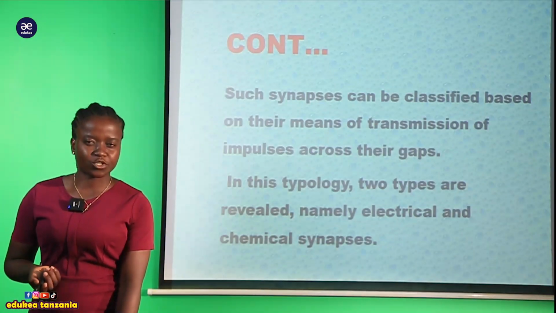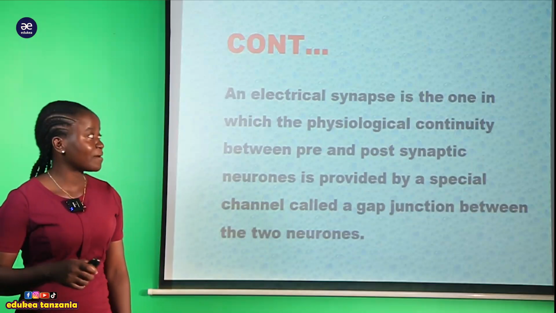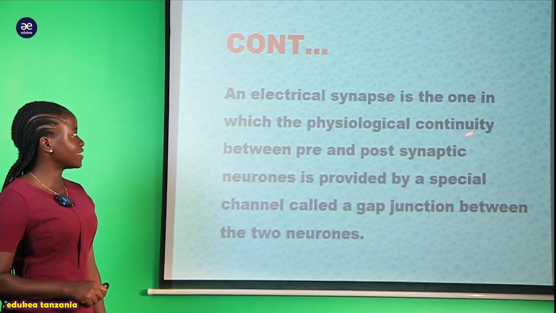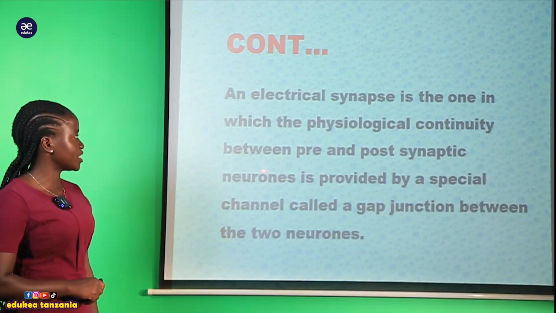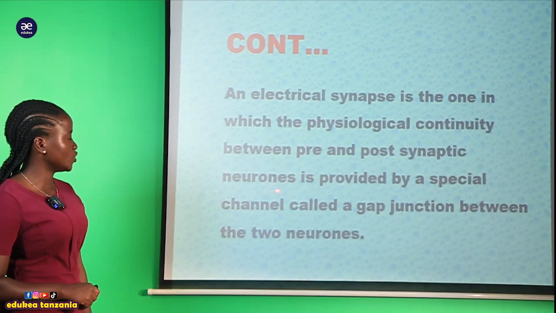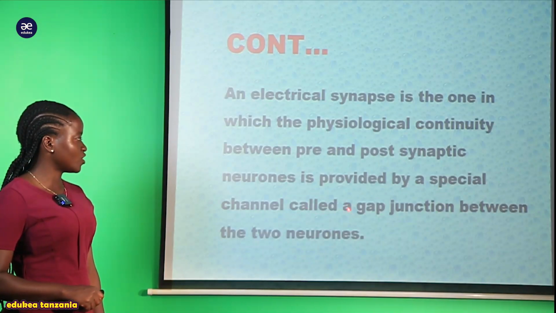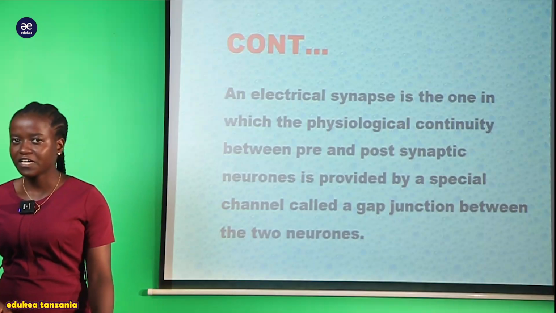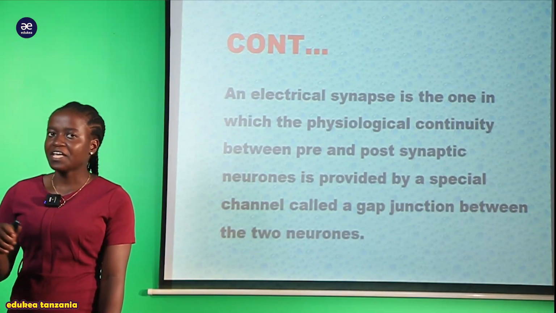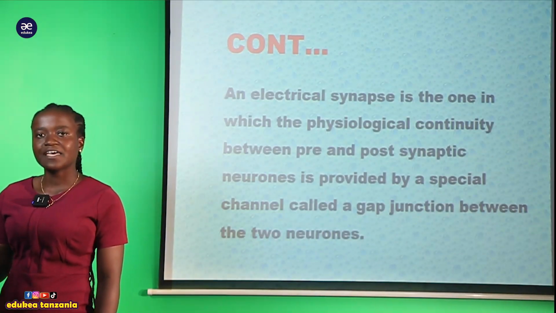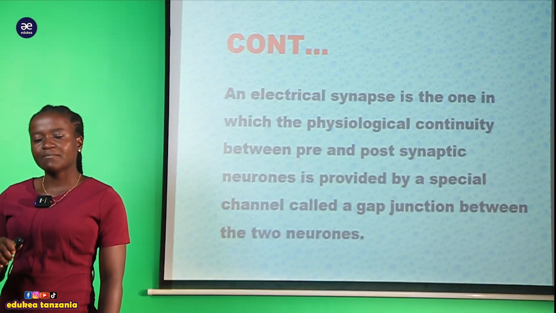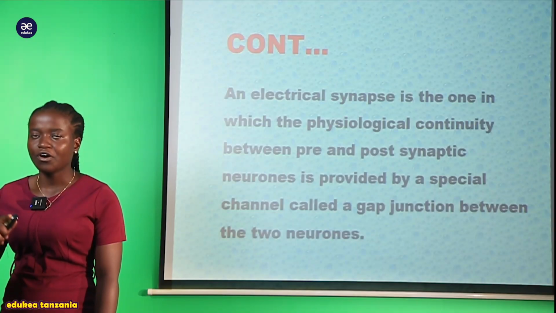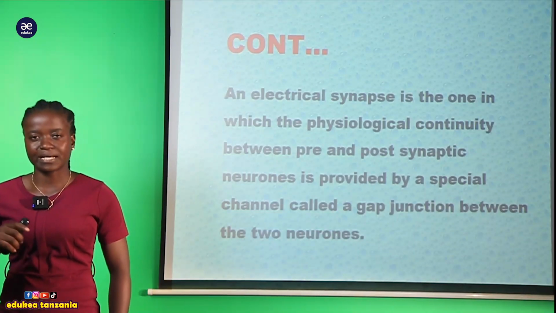So what is an electrical synapse? Tunasema kwamba an electrical synapse is the one in which the physiological continuity between pre and postsynaptic neuron is provided by a special channel called the gap junction between two neurons. Kwa hapa ile transmission of the nerve impulse between one neuron and another neuron, it is facilitated by that junction which is occurring between one neuron and another neuron. Hiyo ndio inaitwa electrical transmission or electrical synapse.